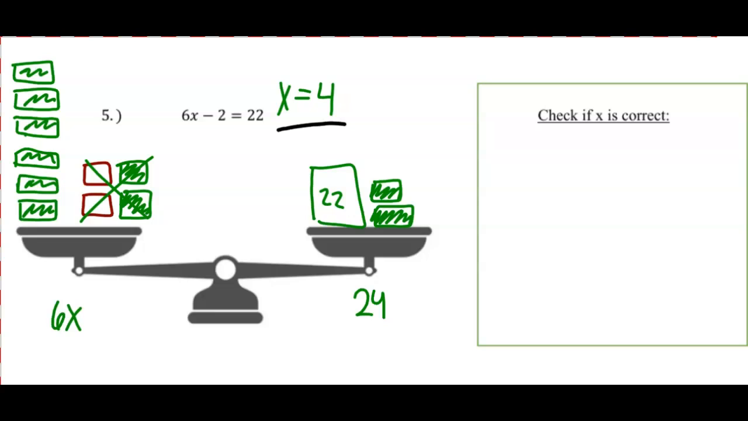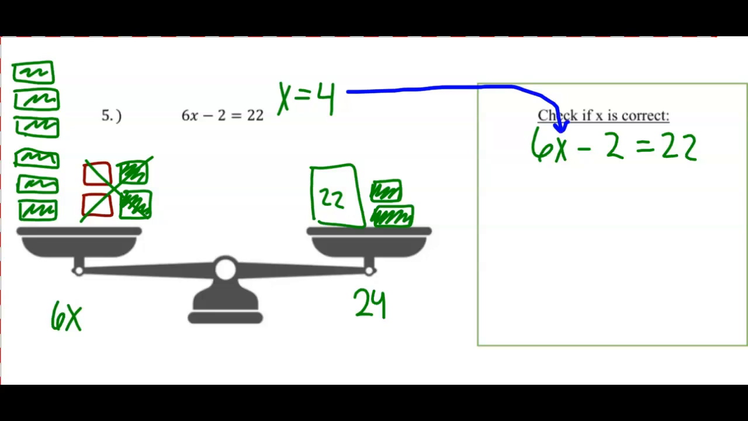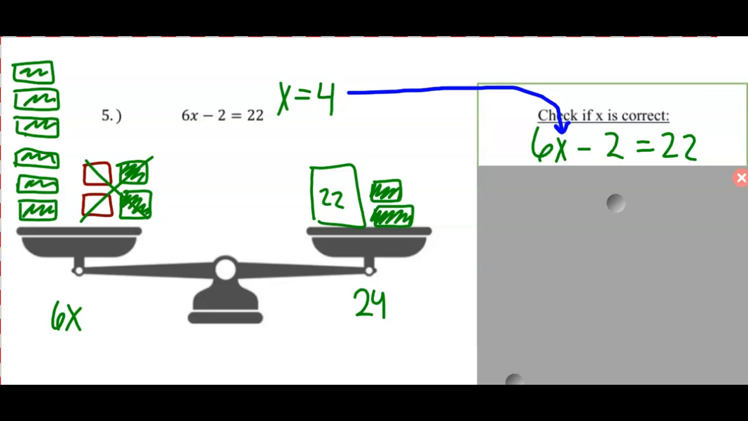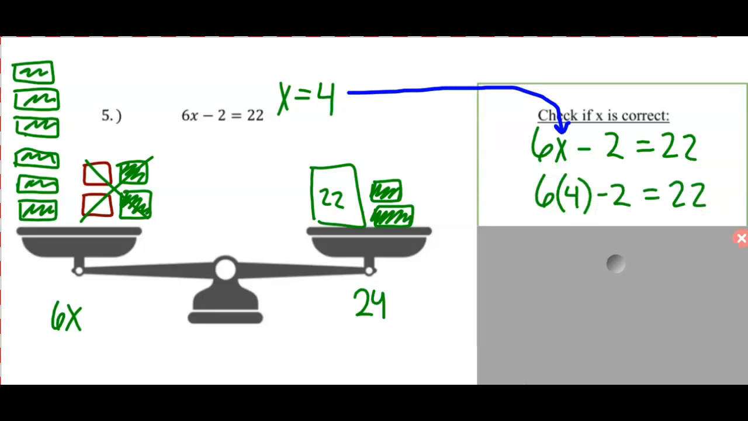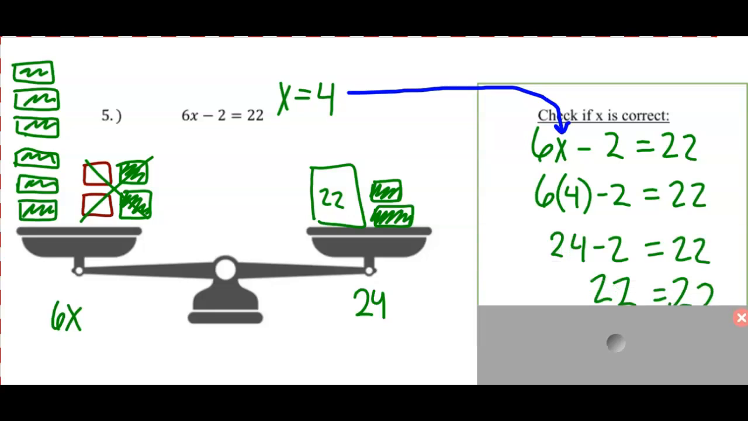So what do I have to do? I have to check my answer. So you write down your equation. Put that 4 in for your X. Do the math on the left side. So 6 times 4 is 24. 24 minus 2 is 22. And 22 equals 22.